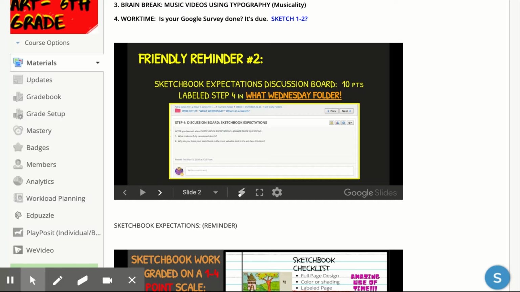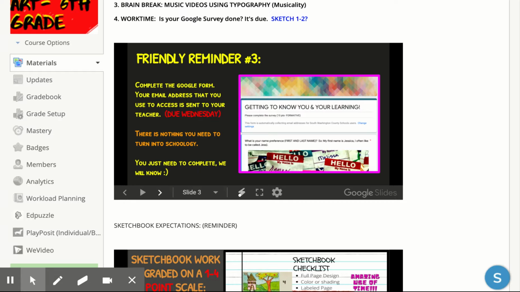Friendly reminder number 2, sketchbook expectation discussion board. It is labeled step 4 in yesterday's What Wednesday folder. We learned all about sketchbooks yesterday. There is a discussion. It is required. It is an assignment. It is 10 points. You have 2 questions to answer. You need to answer both questions if you want full credit, 10 points. That is in yesterday's What Wednesday folder. That is due. Friendly reminder number 3, there is that Google form that needs to be complete.